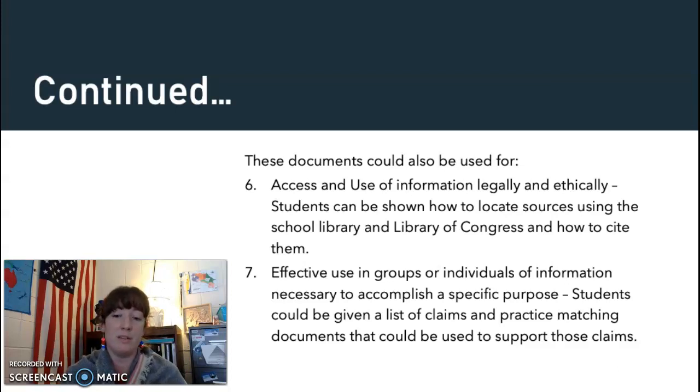For competency 7, the effective use in groups or as individuals of information necessary to accomplish a specific purpose, what I may do is simply give students a list of claims and then some primary documents that they need to be able to match to the claims that those, say, cards or something were making, so that they could use that specific document to support that specific claim.